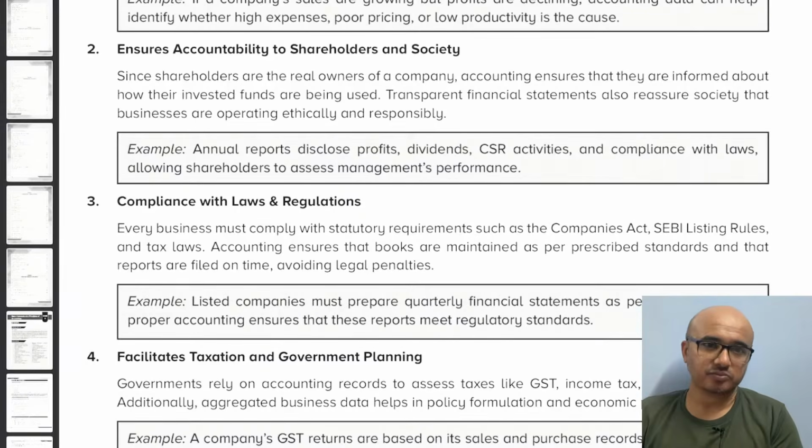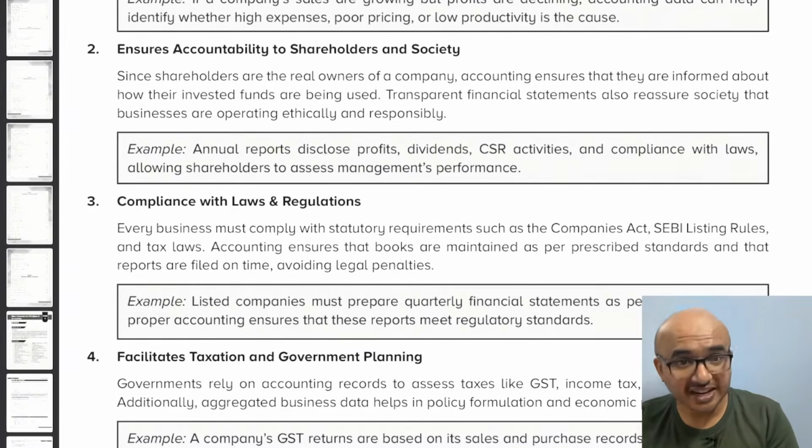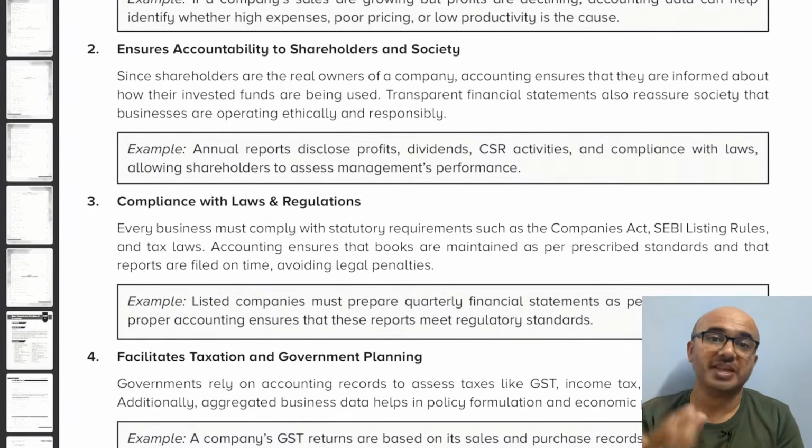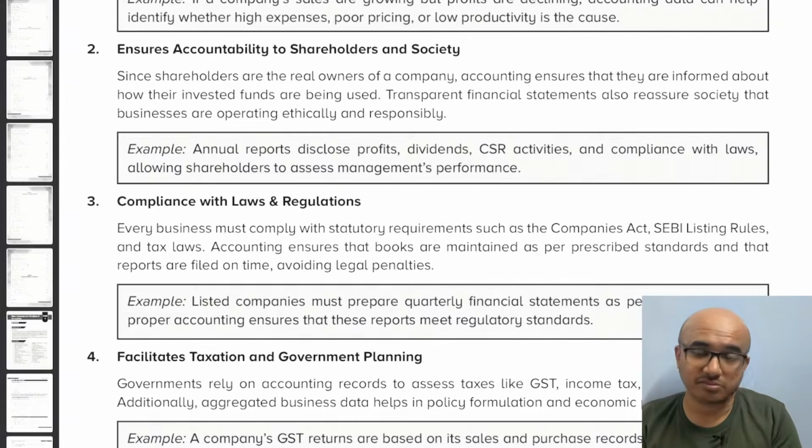Okay, let's see. Since shareholders are the real owners of a company, accounting ensures that they are informed. Of course, yes, every year shareholders will get the report as to what the company has done, if it's a listed company. Ensures that they are informed about how their invested funds are being used. Fine. Transparent financial statements also reassure society that businesses are operating ethically and responsibly. This is very important in this day and age. We see businesses operating unethically, cutting down forests, polluting the lakes, air, whatnot. We have such high AQI levels now. Why? Because of so many activities. Of course, there are certain businesses which are into malpractices. So that means they are not being ethical. So we have to make sure that they follow ethical systems.